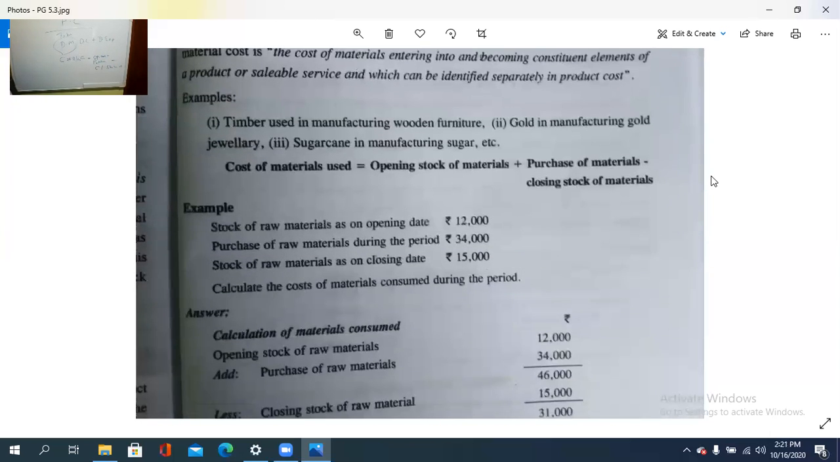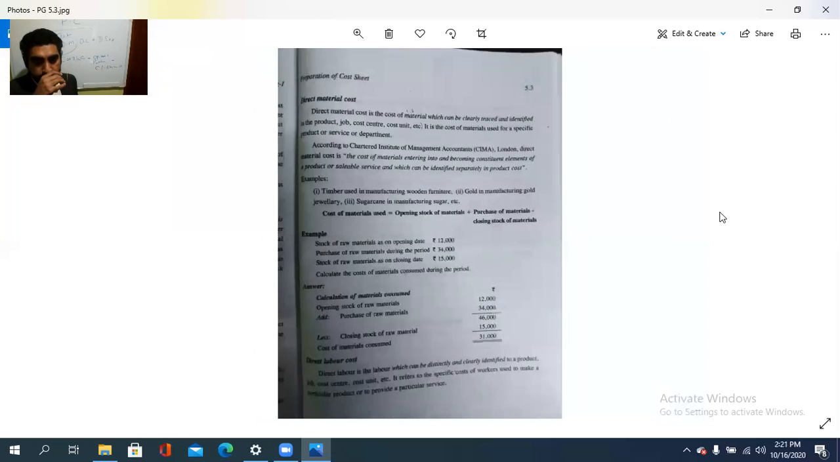For example, see, stock of raw materials on opening date 12,000, purchase of the materials 34,000, stock of raw materials on closing date 15,000. So 12 plus 34 minus 15, so it is 31,000. That is the cost of materials consumed. That is the material cost.